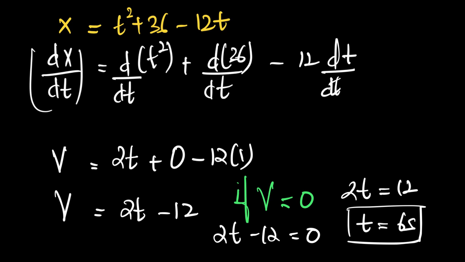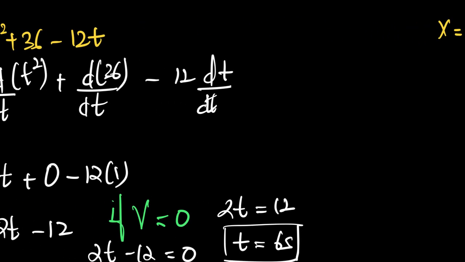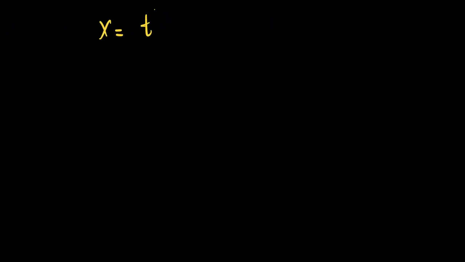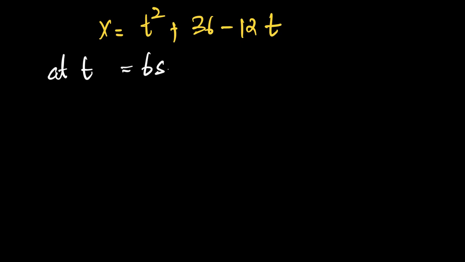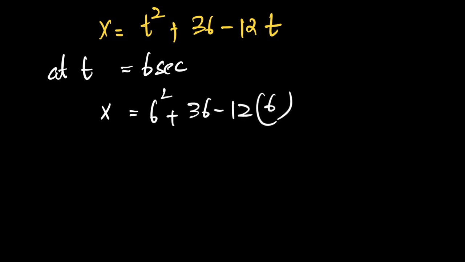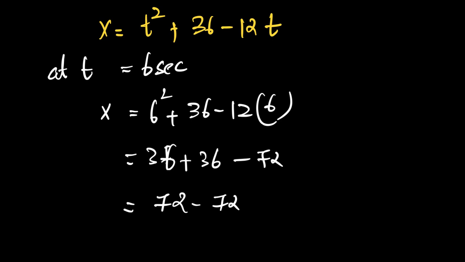Now, if t is equal to 6 seconds, what is x equal to? X was given as t square plus 36 minus 12t. Now, when t is equal to 6 seconds, what would x be equal to? X would be 6 square plus 36 minus 12 into 6, which is equal to 36 plus 36 minus 72, which will be equal to 72 minus 72, that is x is equal to 0.